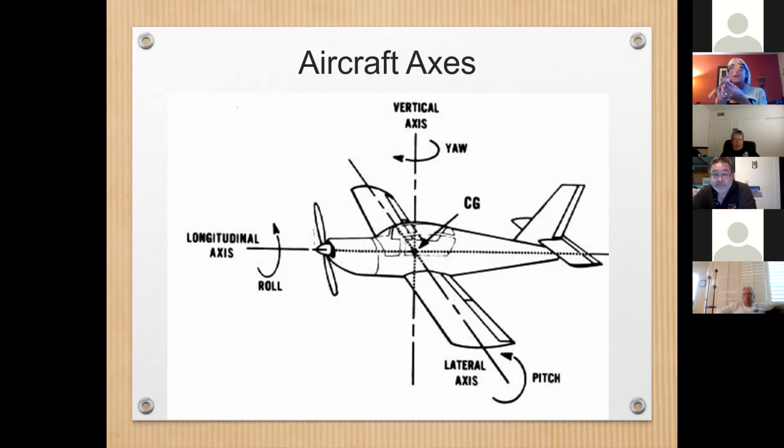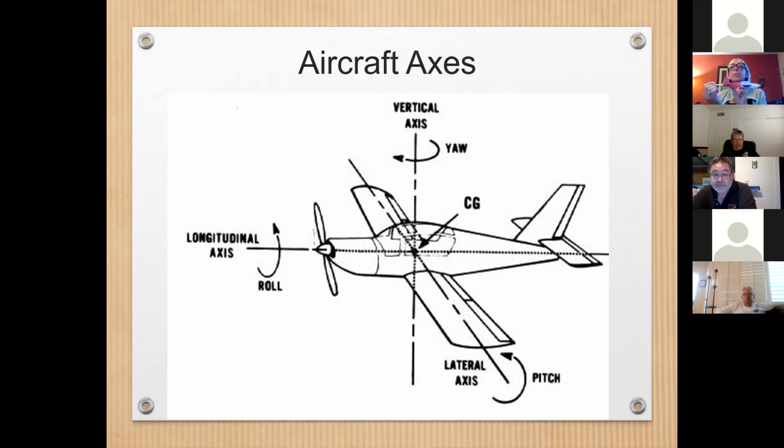So we're going to bank, and that's the longitudinal axis. Now we have the vertical axis, which is controlled by the rudder. And the rudder is back here. This is the vertical stabilizer, which has the rudder portion in it, and that's where we get into yawing the airplane.